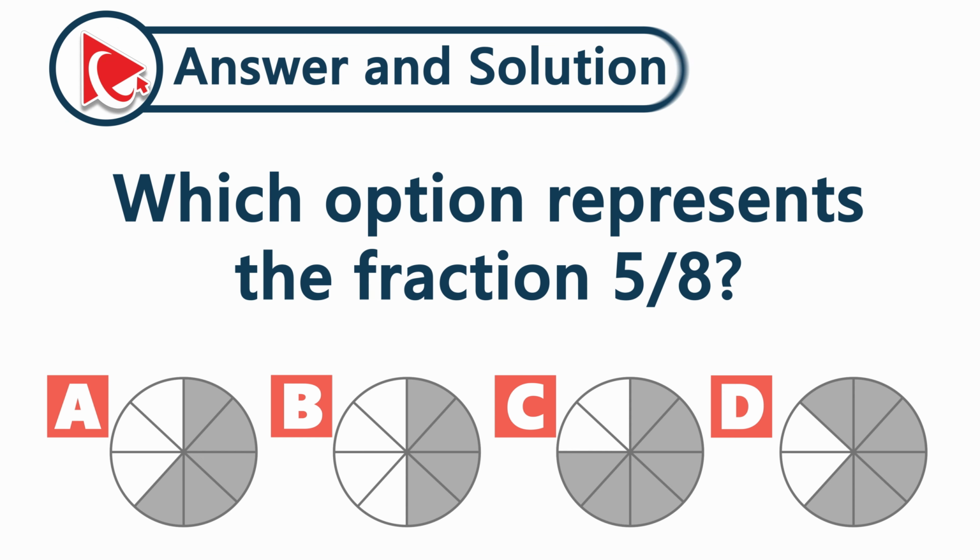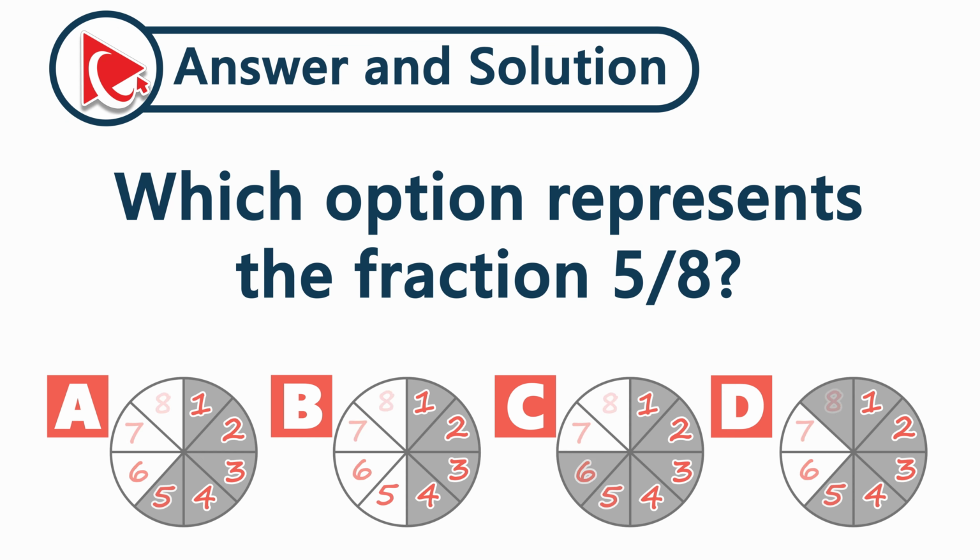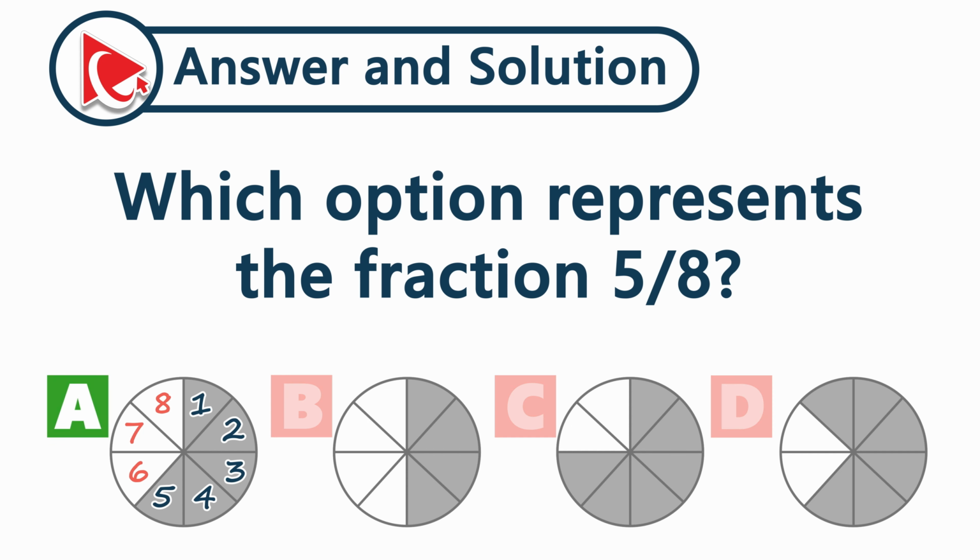Here's what you can do to solve it correctly. Take a close look. Count the total slices, then count how many are shaded. Which circle shows exactly 5 out of 8 parts? If you have selected option A, well done. Let's break it down. The circle has 8 equal parts. 5 of them are shaded. That's exactly what 5/8 means.